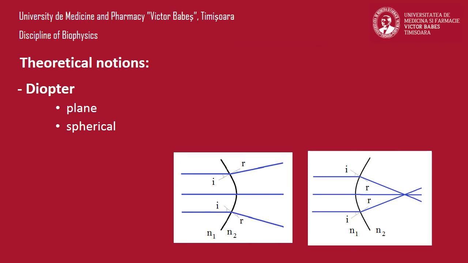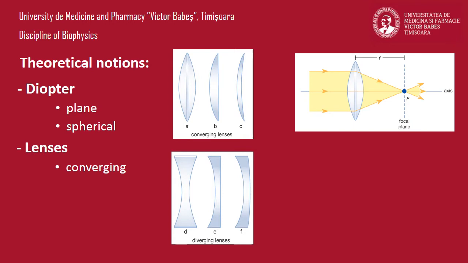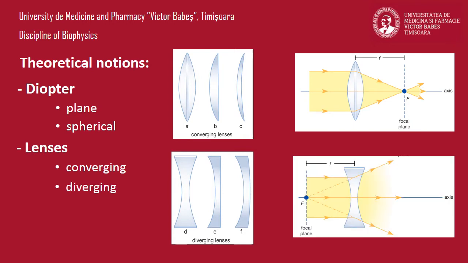But if a beam of parallel rays passes through a spherical diopter, the beam becomes either diverging or converging. The lens is a piece of a transparent material, delimited by two diopters with regular surfaces, of which at least one is spherical. They can be converging if they bring together the rays of light, or diverging if they spread them.